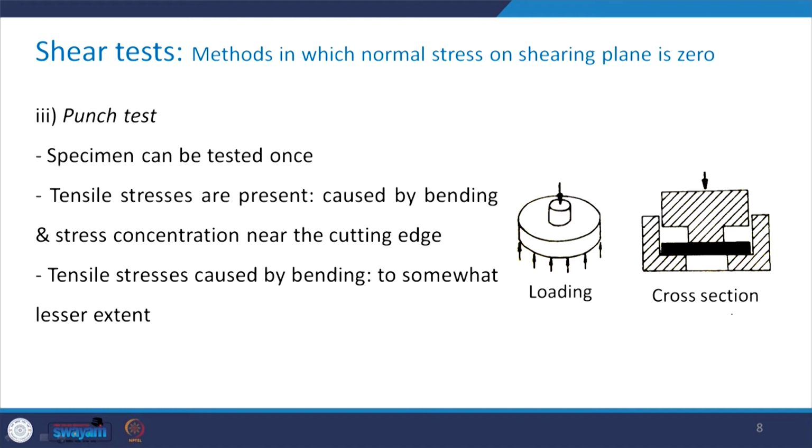Tensile stresses are present. These are caused by bending, and there are stress concentrations near the cutting edge, as it was there in case of the earlier two tests. But the advantage of this test over the earlier two tests was that the tensile stresses caused by bending are to somewhat lesser extent as compared to the single shear test and the double shear test.